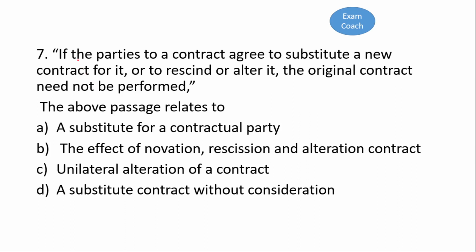Next question is, if the parties to a contract agree to substitute a new contract for it or to rescind or alter it, the original contract need not be performed. The above passage relates to which of the options below? The correct option is option B. It relates to the effect of novation, rescission and alteration of contract. Novation applies when a new contract is substituted for the old one. Rescission or alteration also have the effect that the original contract need not be performed.